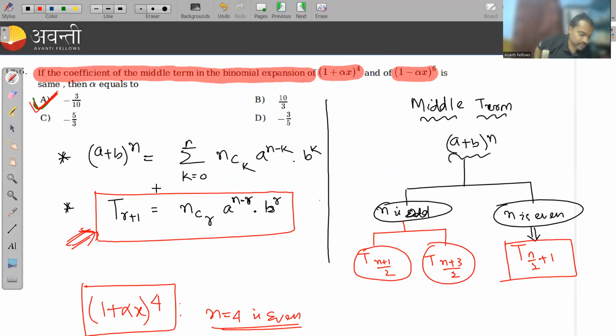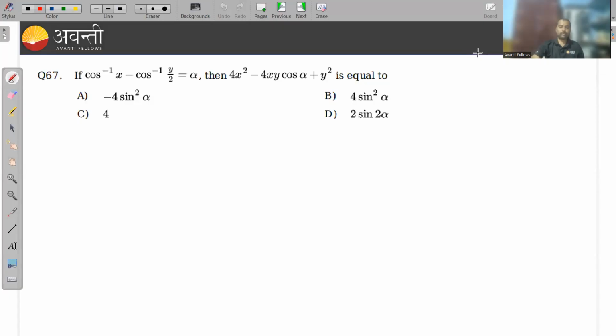I hope this is clear to everyone, guys. Let's move to the next question. Okay. So this question is actually a formula based question. If cos inverse of x minus cos inverse of y by 2 is given as alpha, then you need to find what is the value of this trigonometric expression from the following options.